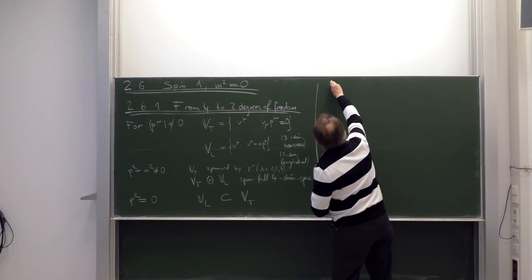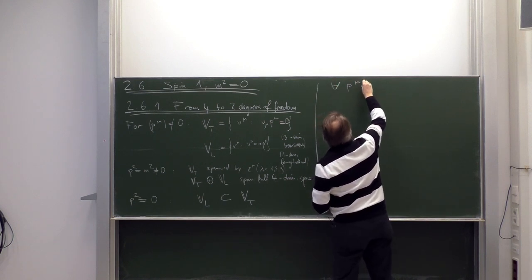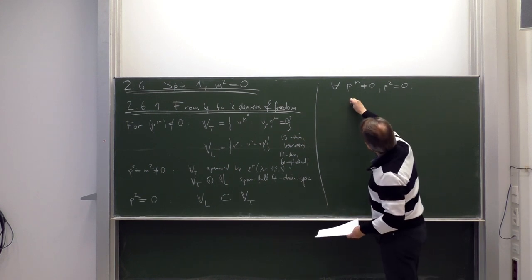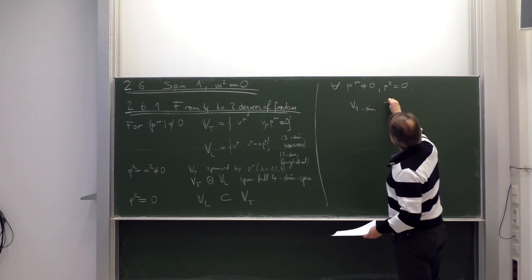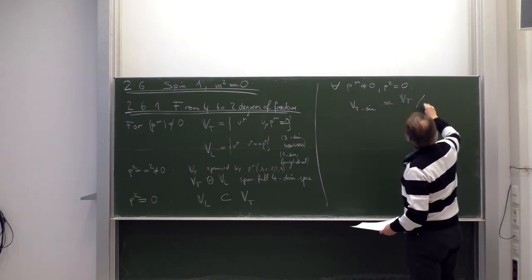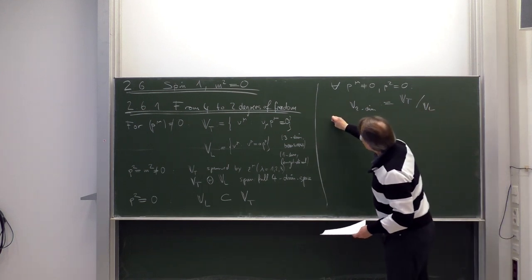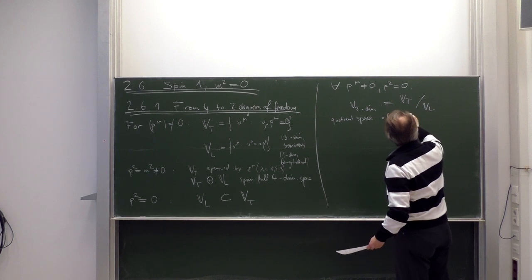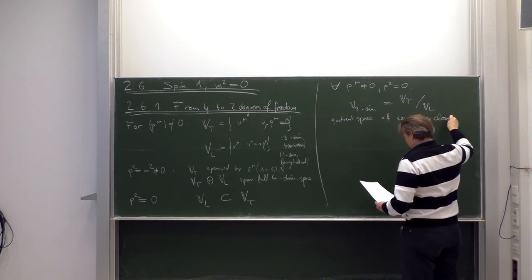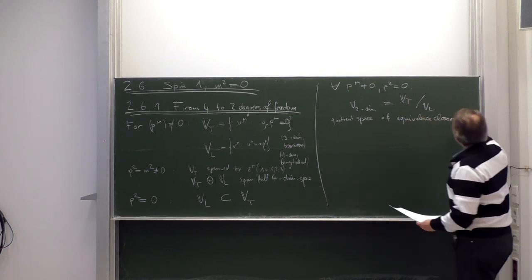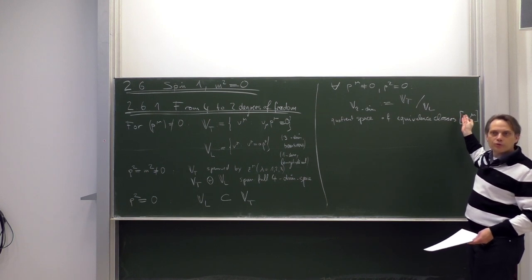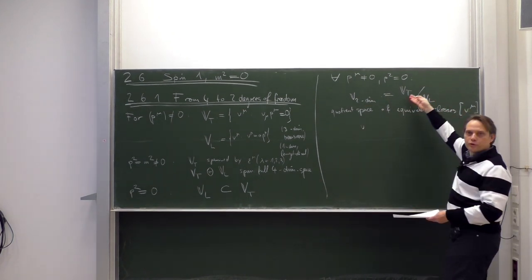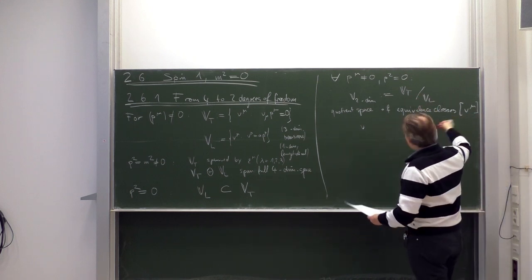So for all p mu which are not entirely zero, and p square equals zero, we define the following. We can define a two-dimensional space, which is a quotient space, transverse divided by longitudinal. This is a quotient space of equivalence classes. Let me use this symbol here. Is this a familiar symbol for you for equivalence classes? Okay. So how are they defined? To just repeat, in case you have forgotten what a quotient space is, it's a space of equivalence classes.